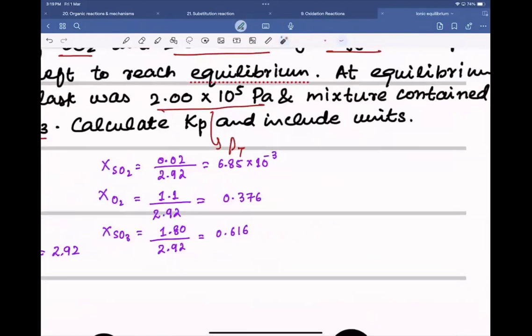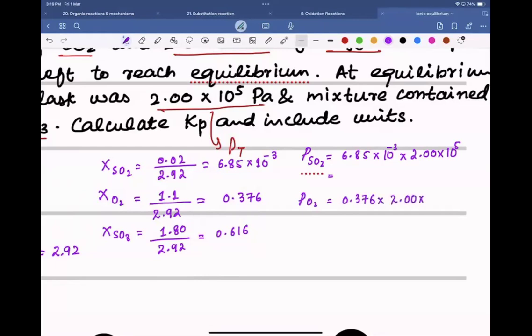Now, after this, we have to find the partial pressure of each gas. So the partial pressure of sulfur dioxide would be its mole fraction times the total pressure, that is 2 times 10 to the power 5. Partial pressure of oxygen would be the mole fraction of oxygen times the total pressure. And then the partial pressure of sulfur trioxide would be the mole fraction of sulfur trioxide, which is 0.616, times the total pressure. Can anyone solve it and tell me the values, please?